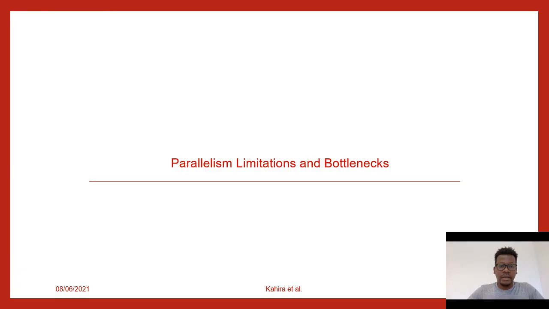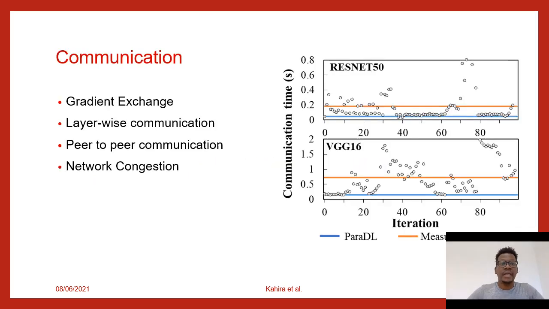So let's talk now about the parallelism limitations and the bottlenecks that are clearly visible and that we are able to detect and highlight using ParaDL. The first one is communication. Communication takes many forms. For example, in the case of data parallelism, we have a gradient exchange, which takes quite some significant time, as we mentioned earlier.